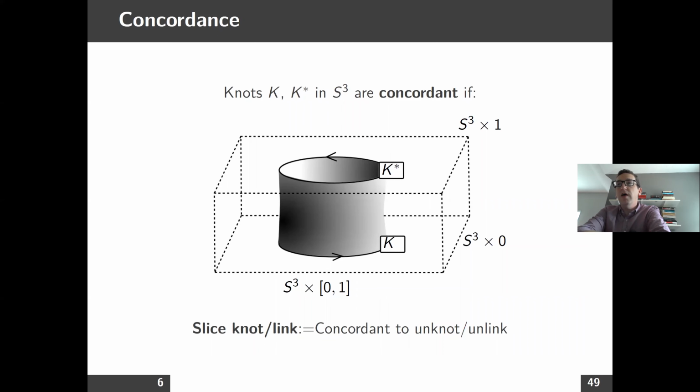And if K and K star co-bound a smoothly and properly embedded annulus in S3 times [0, 1], then we say that they are concordant. If you're concordant to the unknot or unlink, you're said to be a slice knot or a slice link.